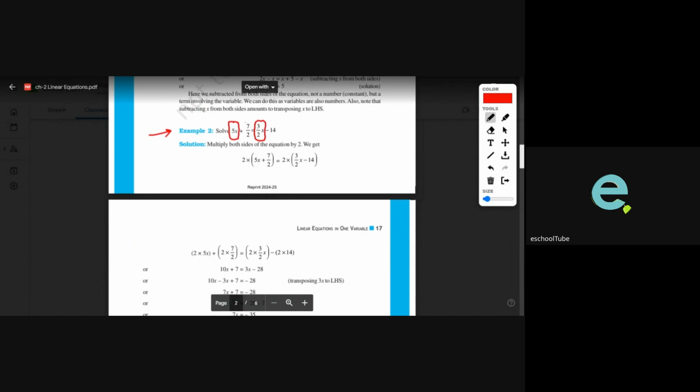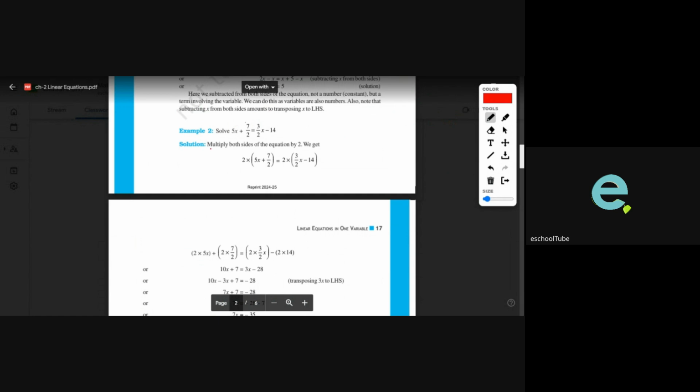As they have written here, you can do it in two ways. Either you bring this 3 upon 2x on the left hand side, so it becomes 5x minus 3 upon 2x. And then the numbers which don't have the variable, the constant, you bring on the right hand side. So it becomes negative 14, negative 7 upon 2. You can do it this way, or you can also do any operation.